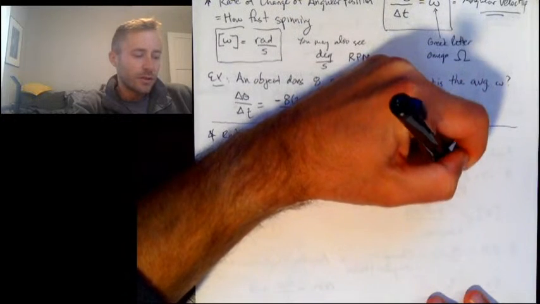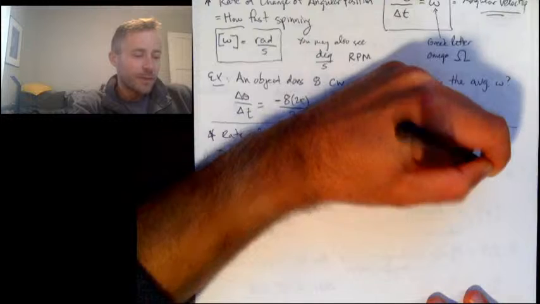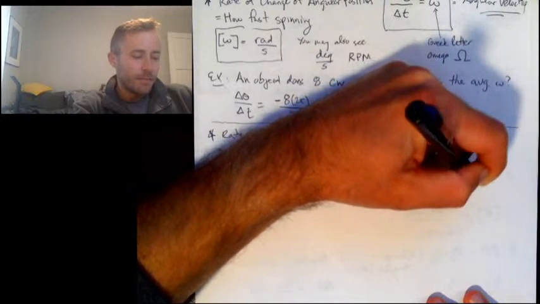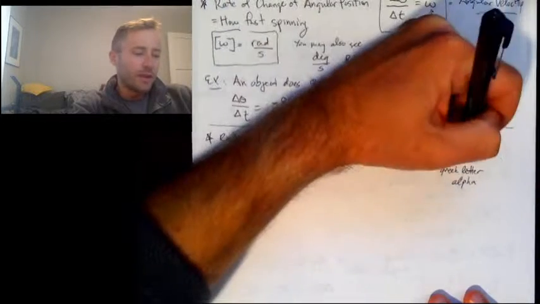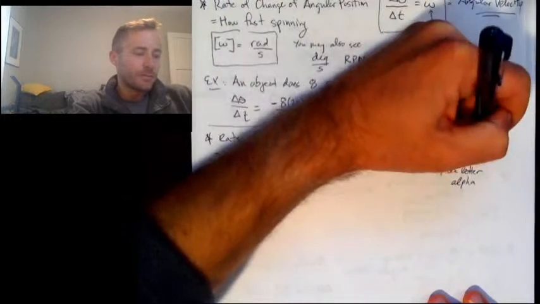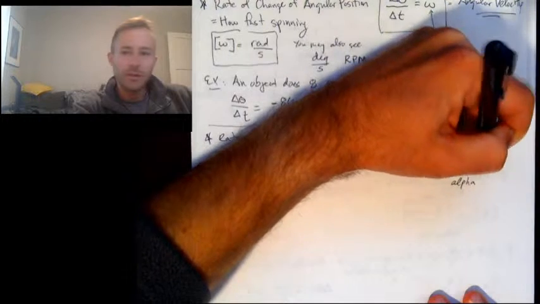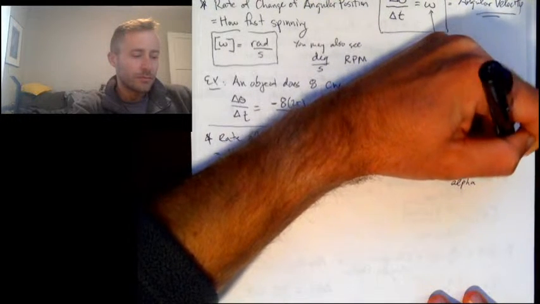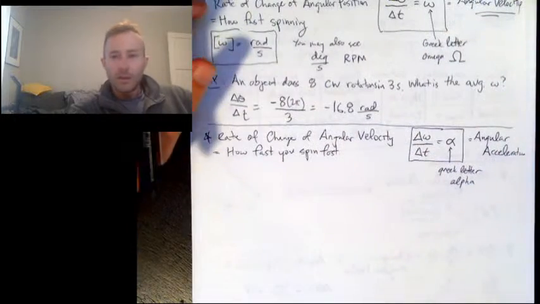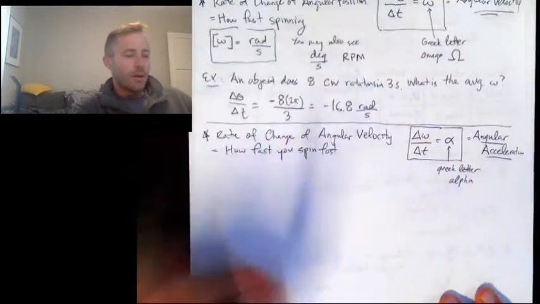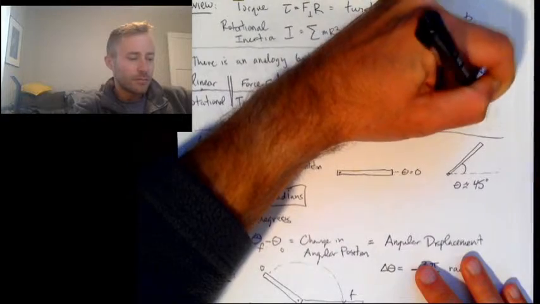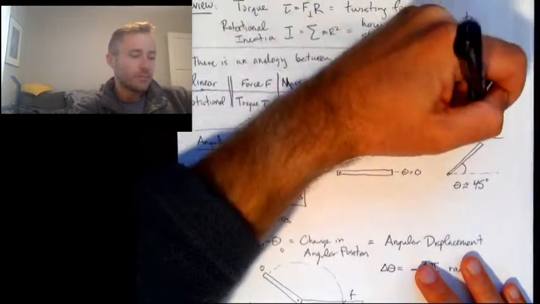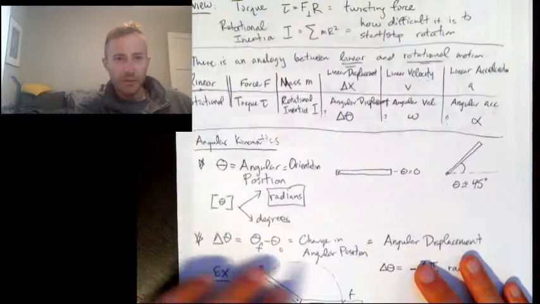This is the Greek letter alpha. And that is what is known as the angular acceleration. So the angular acceleration is analogous to the linear acceleration. Alpha kind of looks like a fish.